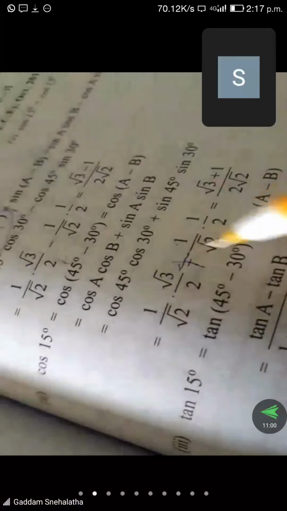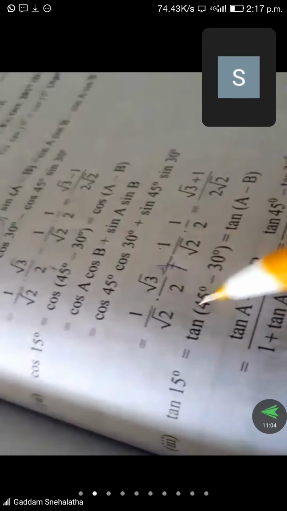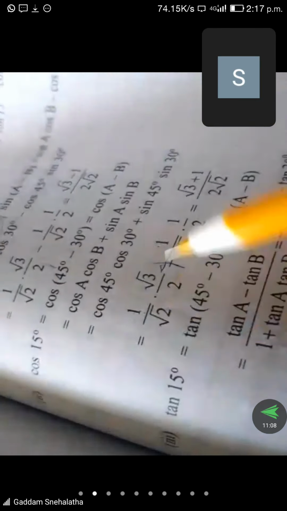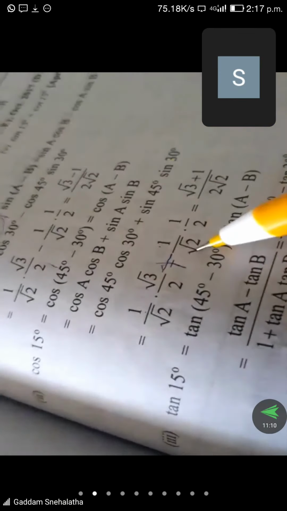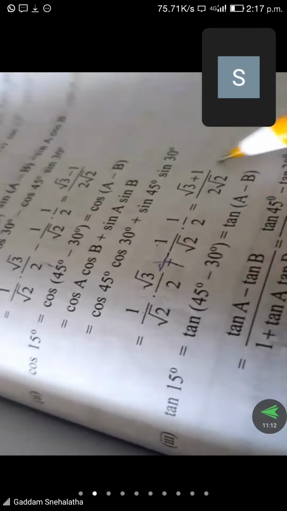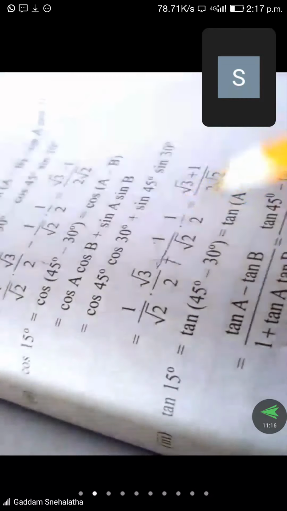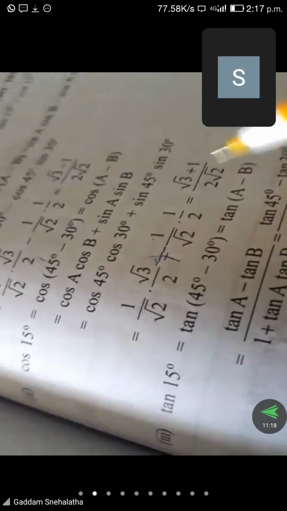Sin 45 is 1 by root 2, sin 30 is 1 by 2. So in the denominator, 1 into root 3 is root 3 by denominator 2 root 2, plus 1 1 is 1 by 2 root 2. So both denominators are same, so we write one denominator, and numerators are also same. So root 3 plus 1 by 2 root 2.